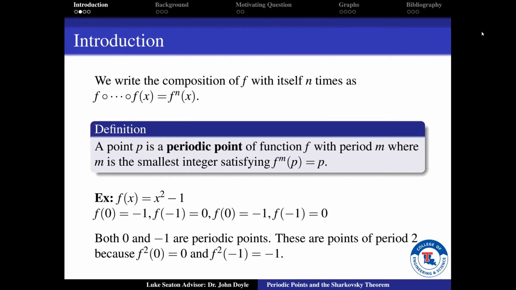So for example, to see what a periodic point looks like, we can consider the function x squared minus 1. So if we evaluate at 0, we can see that f of 0 is -1, and then we evaluate at -1, and we get 0, and then 0 to -1, -1 to 0. So they're just flipping back and forth. So we can see that both 0 and -1 are periodic points, and these points are points of period 2, because if we start with 0 and iterate twice, we get back to 0. If we start with -1 and iterate twice, we get back to -1.